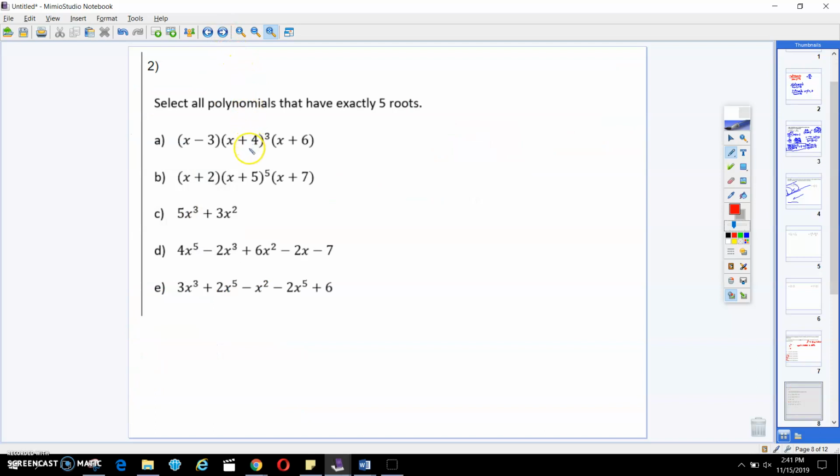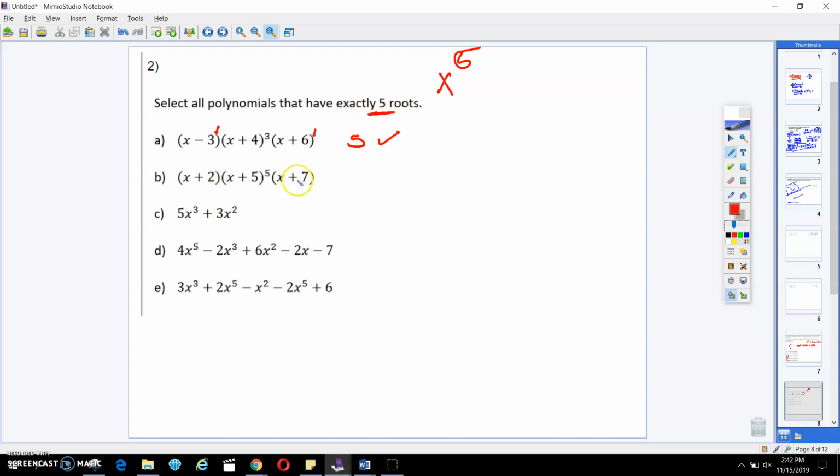It says select all the polynomials that have exactly 5 roots. So 5 roots means that I'm going to have an exponent of 5, right? It's going to be like x to the 5th. That's what we're looking for. When I multiply this out, I'm going to start with answer choice A. When I multiply this out, I would have an exponent of 5, so this potentially has exactly 5 roots.